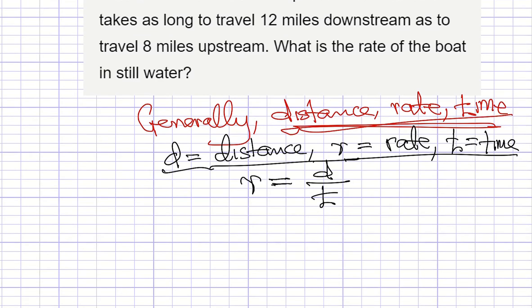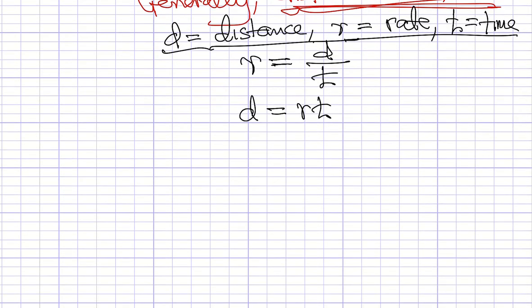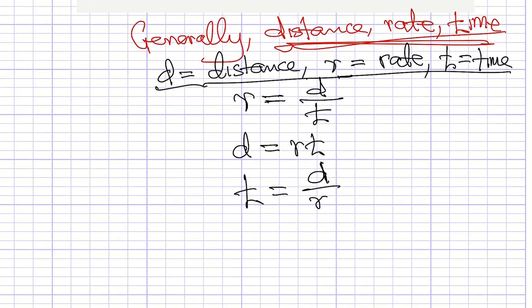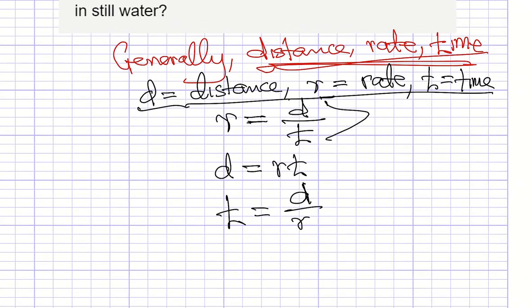So it doesn't really matter how you write it. You can also say distance is equal to, that's why I say you cross multiply, distance can be written as rate times time. You see? And time can be written as distance over rate. You're just cross multiplying things, that's all. It doesn't matter whichever way you come from.